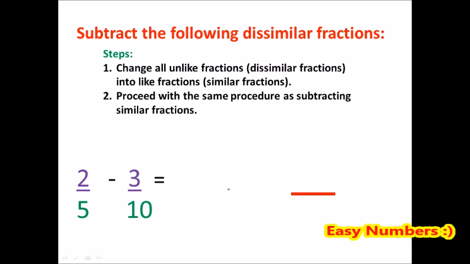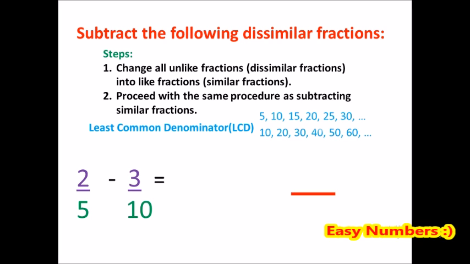Another example is 2/5 minus 3/10. So the LCD will be 10. So 10 divided by 5 is 2, times 2 is 4. And then 10 divided by 10 is 1, times 3 is 3. So we have 4 minus 3 is 1, then over 10. So that would be 1/10.